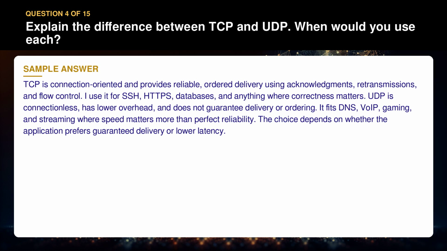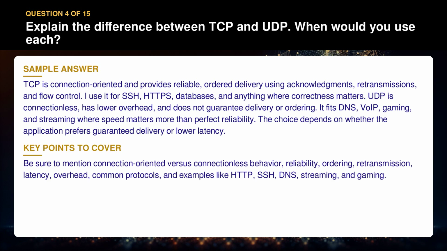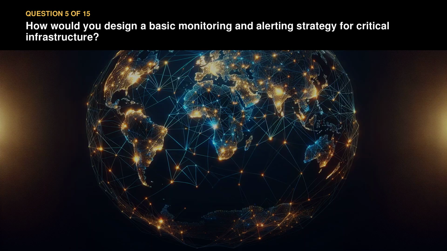It fits DNS, VoIP, gaming, and streaming, where speed matters more than perfect reliability. The choice depends on whether the application prefers guaranteed delivery or lower latency. Be sure to mention connection-oriented versus connectionless behavior, reliability, ordering, retransmission, latency, overhead, common protocols, and examples like HTTP, SSH, DNS, streaming, and gaming.